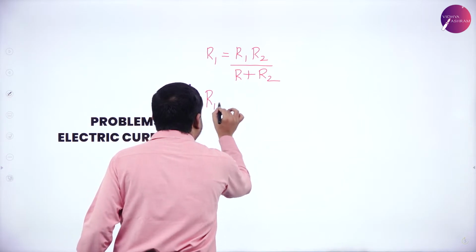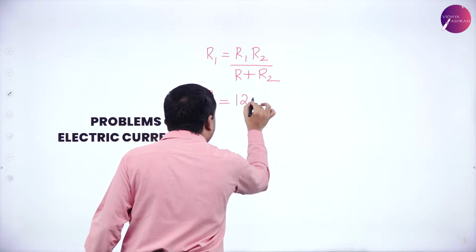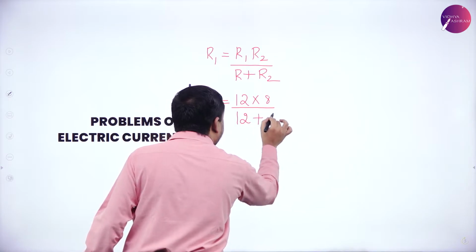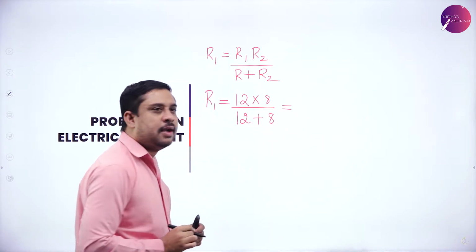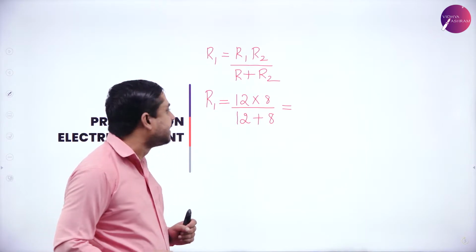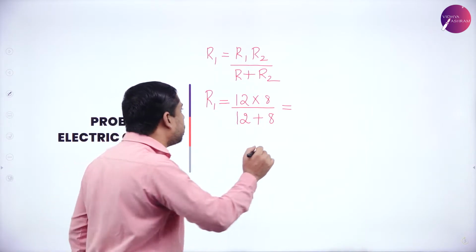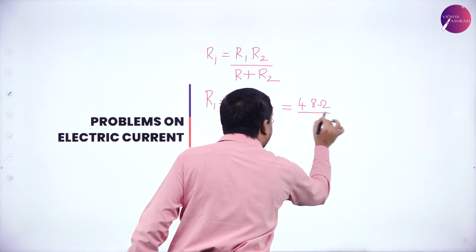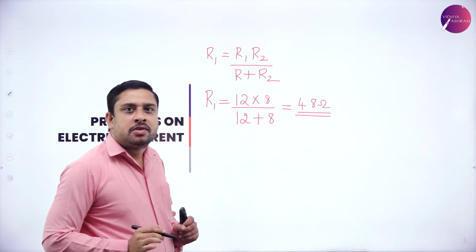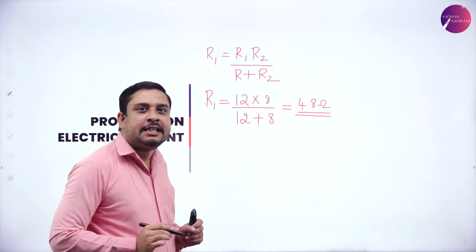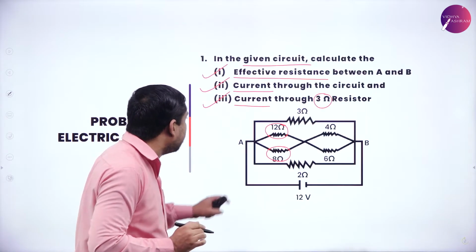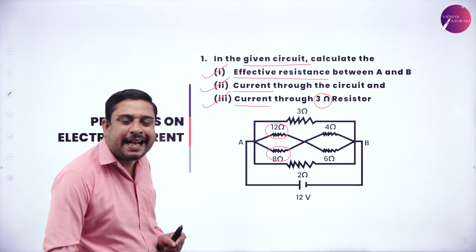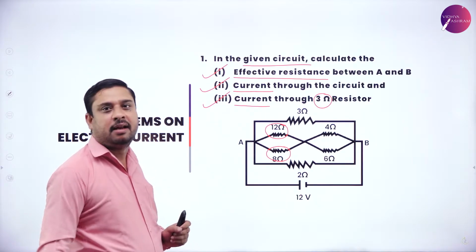So R1 is now equal to 12 into 8 divided by 12 plus 8. 12 into 8 is 96 divided by 20, which is nearly 4.8 ohms. So I have calculated the effective resistance between 12 ohm and 8 ohm, which is connected in parallel.